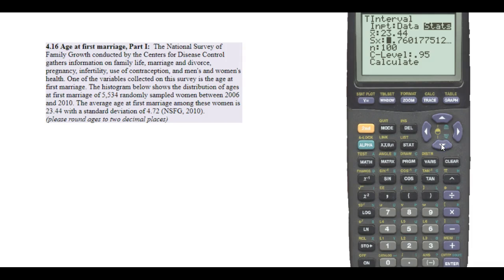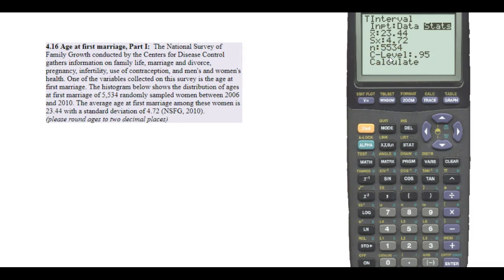And then Sx, which is the standard deviation. The standard deviation is 4.72. And then we enter the sample size, which is 5,534. And actually, the last value is the C-level, the confidence level. And that's given in part A.